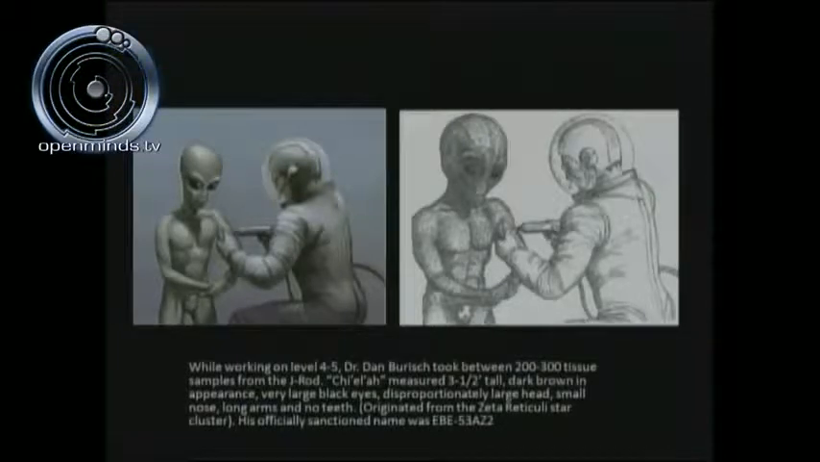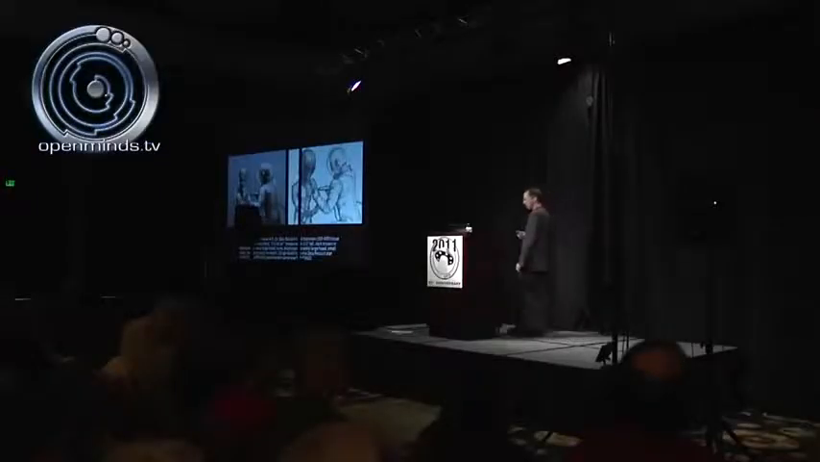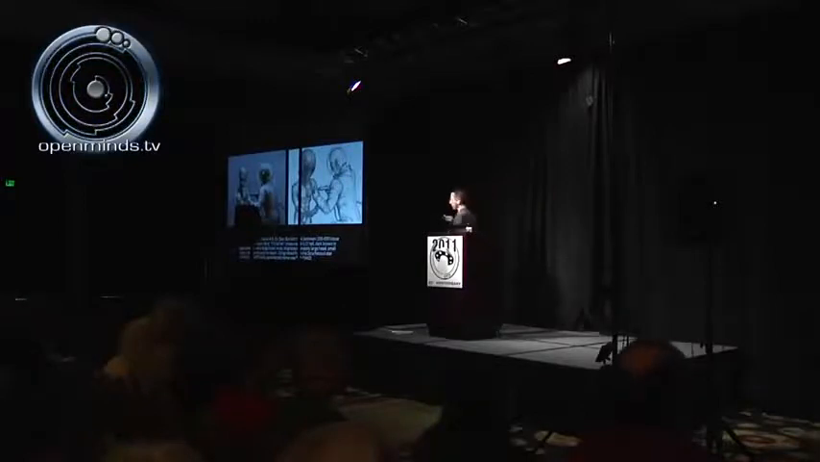Interesting to note that the designation for this particular J-Rod was EBE-53AZ2. That stands for Extraterrestrial Biological Entity, 1953 UFO Crash Retrieval, Kingman, Arizona, number 2. Because remember, the first one died on impact, and the other one went to a Y-11 facility at Los Alamos.